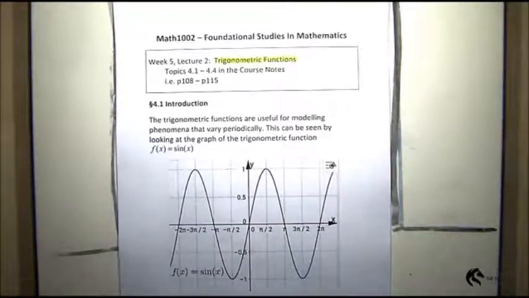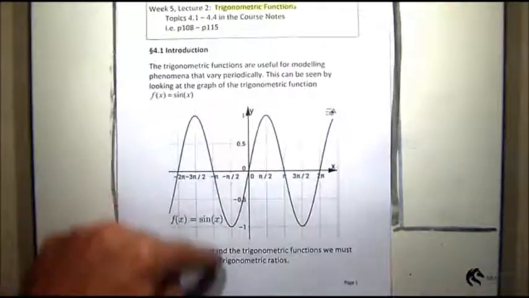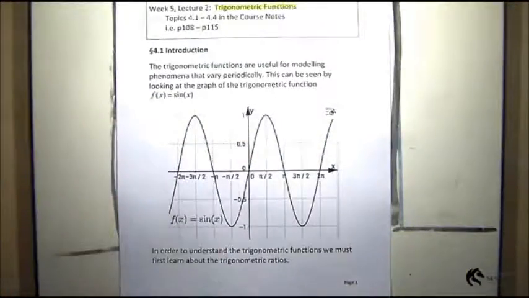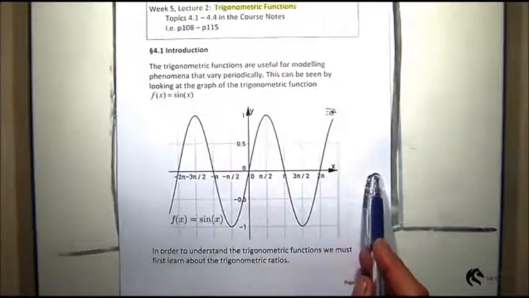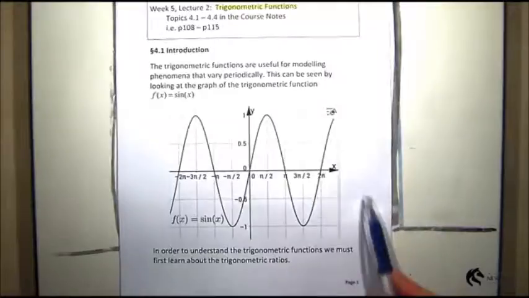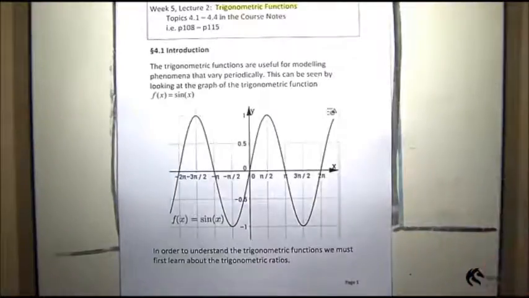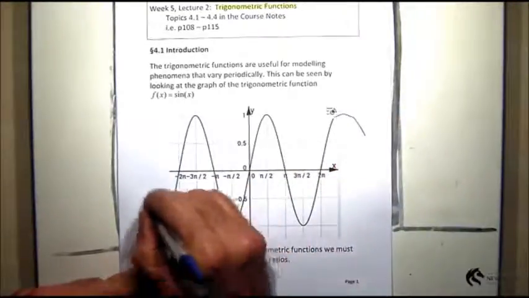Well, first of all, let me tell you why we like the trigonometric functions. Here's a picture of one of them. It's the graph of sine x. But if you look at the graph, it has a completely different nature to the other functions that we have looked at. As we go along the x-axis, this graph just keeps going up and down, and it keeps repeating itself forever and ever in both directions.